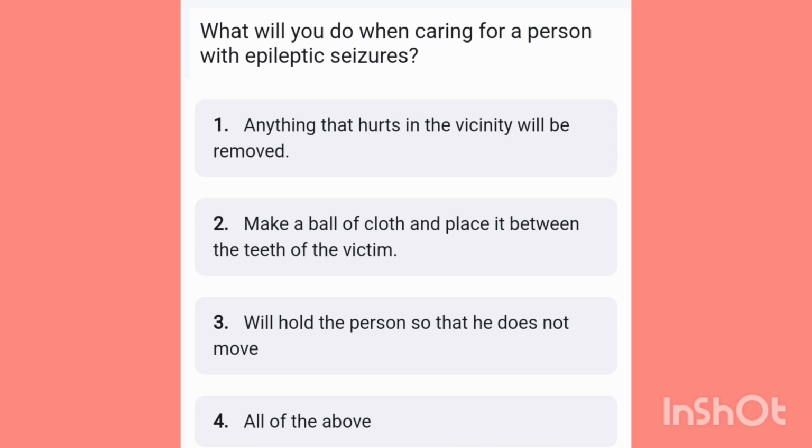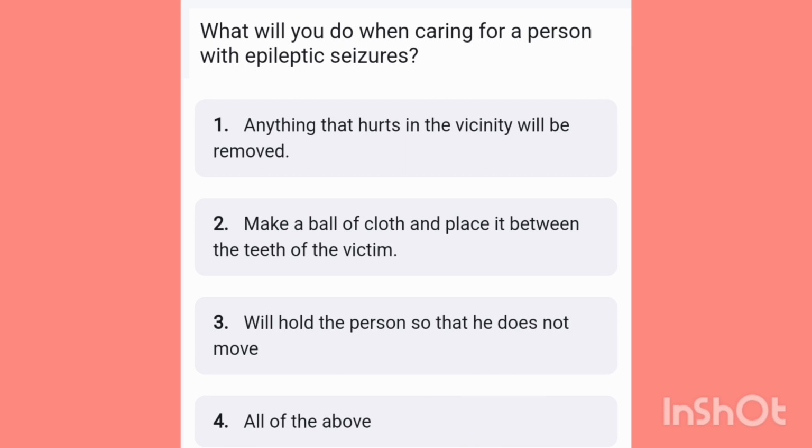Coming to the next question, what will you do when caring for a person with epileptic seizure? Option 1, anything that hurts in the vicinity will be removed. Option number 2, make a ball of cloth and place it between the teeth of the victim. Option number 3, will hold that person so that he does not move. And option number 4, all of the above. So you know the dos and don'ts when a person is suffering from an epileptic seizure. So the correct answer will be option number 1, that is anything that hurts in the vicinity will be removed.